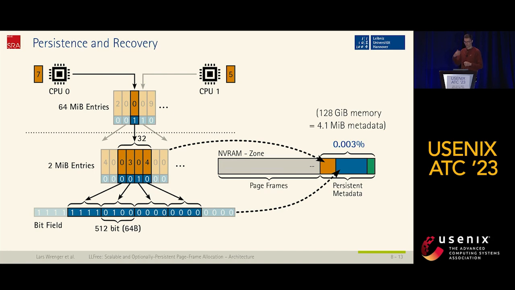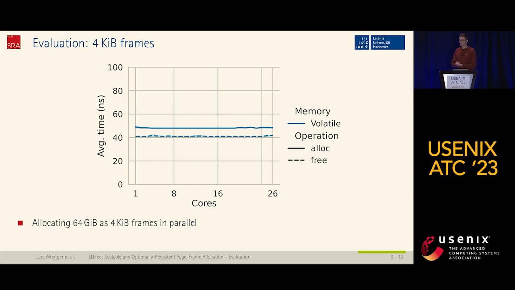And also the metadata of the allocator is quite compact. It only takes up 0.03% of the managed memory, which is about 4.1 megabyte for a memory zone of 128 gigabyte. We discuss crash consistency and the persistency properties of the allocator in more detail in our paper, so take a look if you are interested. So instead, let us continue with the performance of our allocator.